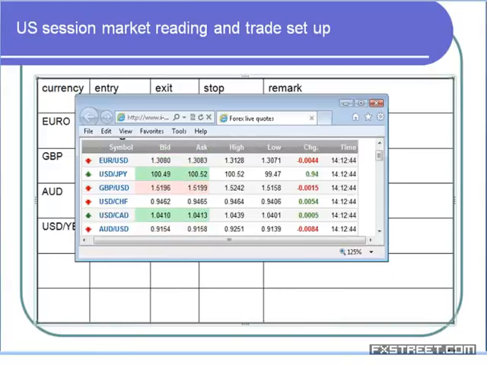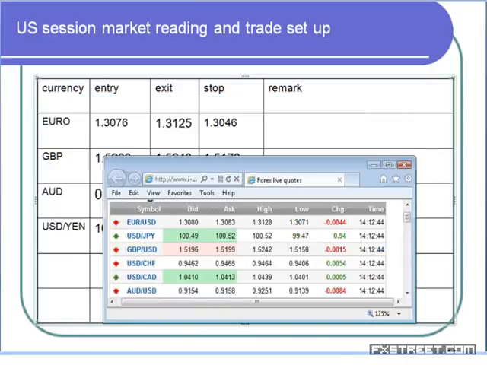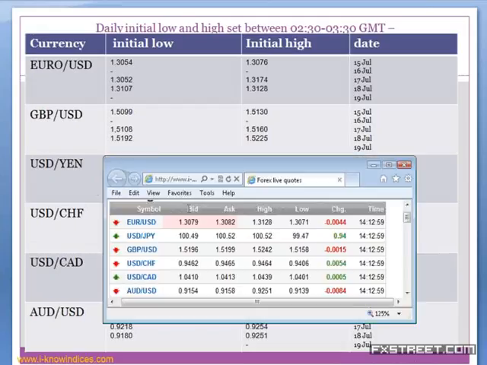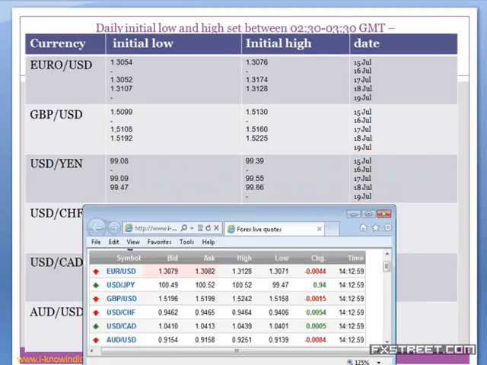Okay. Now, let me explain to you with regard to the initial lows and highs, what they have set. And also, I'll explain to you the forecast I gave on Monday, and how exactly they have been doing it, very similar to that.